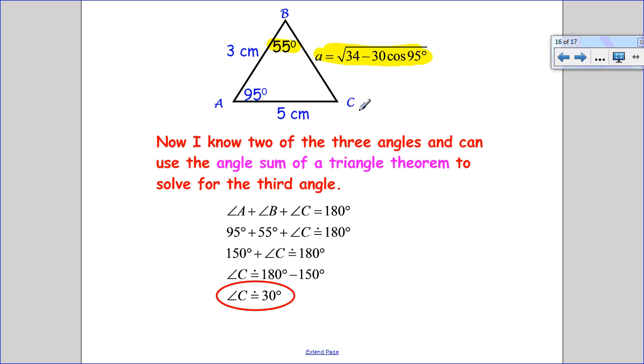And we know from the angle sum of a triangle theorem that we simply have to subtract angle B and angle A from 180 degrees to get angle C. Or we can substitute them in, angle A plus angle B plus angle C is 180, and solve the equation.